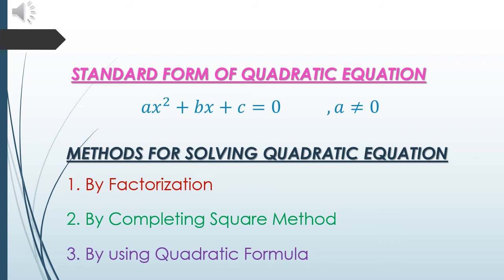So we have three methods of solving a quadratic equation. The first one is by factorization, the second one is the completing square method, and the third one is by using the quadratic formula. So moving towards the third method for solving the quadratic equation, which is by using the quadratic formula.